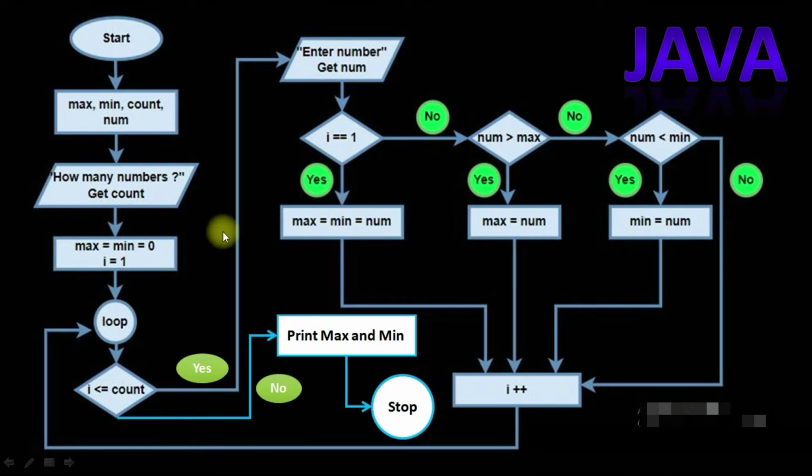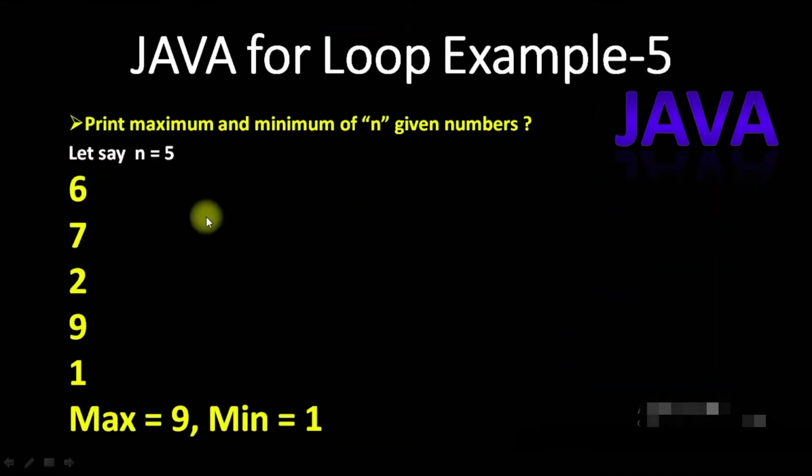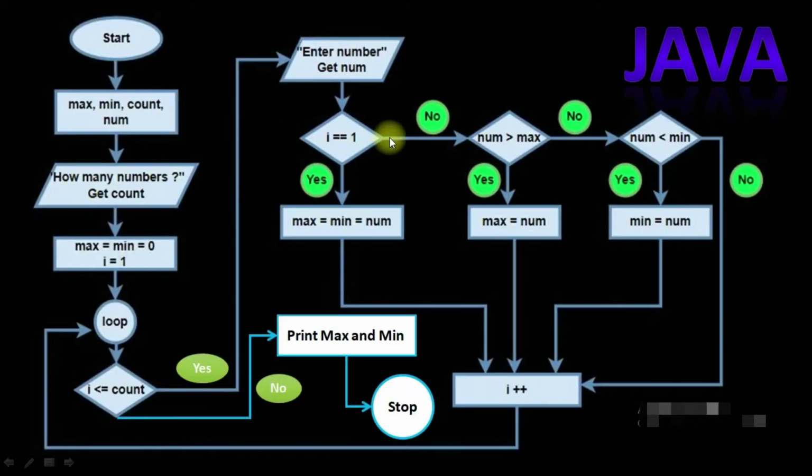And previously, in the very initial phase, we set max and min both equal to 0. Now we will set max and min equal to that first number. That first number means 6, because currently we have only entered 1 number, and this number, the first number 6, will be our max number as well as min number. So in the very initial phase we set max is equal to min is equal to num. Now it will go here, that means it will increment the counter of this for loop, right? So i is equal to i plus plus, that means 2. Then it will go to this loop and start the second iteration.